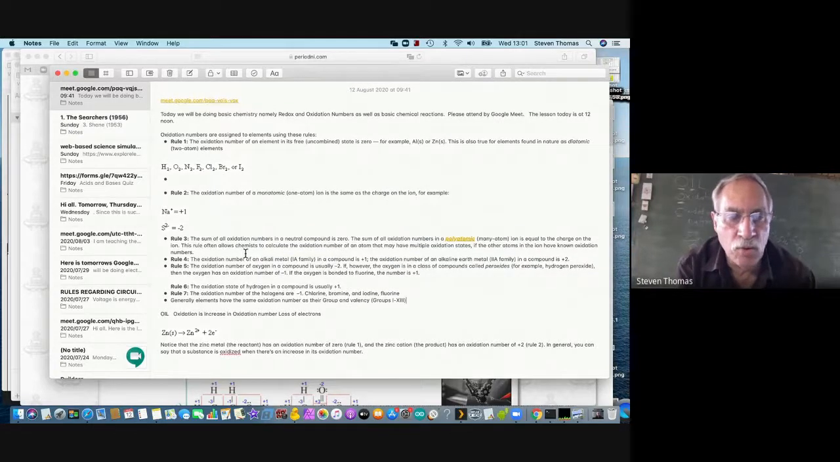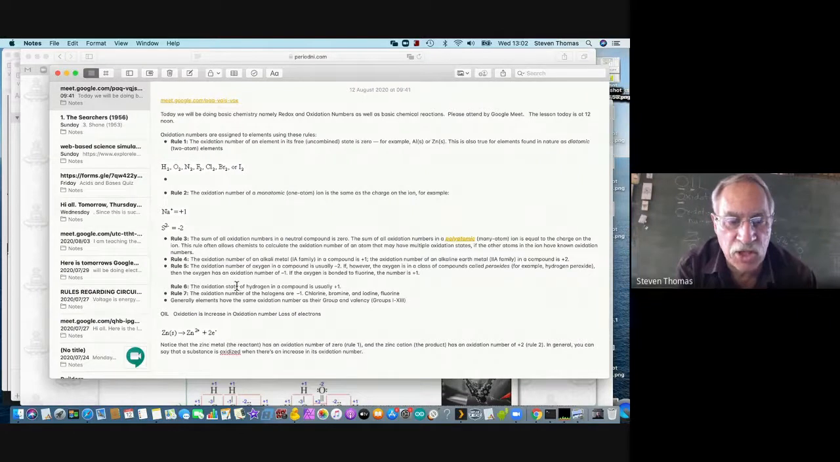Okay. Rule number 4, the oxidation number of the alkali metals is +1. So group 1 is +1. Group 2 is +2, etc. And for oxygen, it says here the oxidation number of oxygen is -2 because it's in group 6. If it formed an ion, it forms a 2- ion.